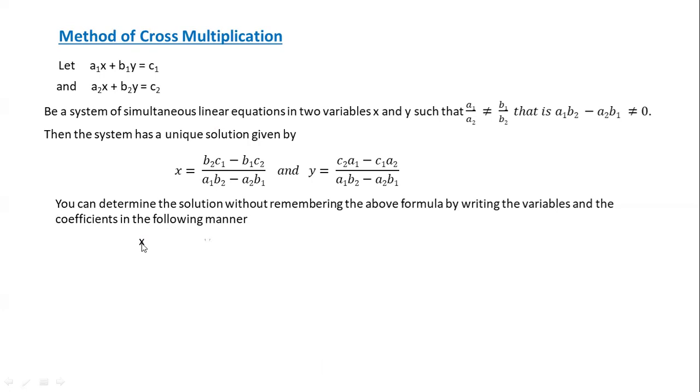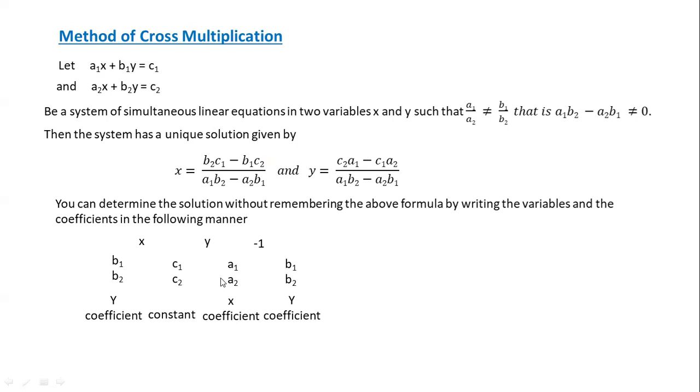First write x, then write y, then write minus 1. Okay, x, y, minus 1. First write the y coefficient. What is the y coefficient? b1, b2. So let us write that first. Then write the constants. What are the constants? c1, c2. Write them. Then you write the x coefficient. The x coefficient is a1, a2. Write them. And then write the y coefficient, that is b1, b2.